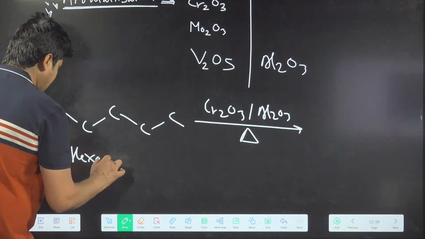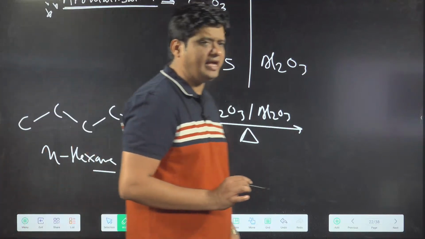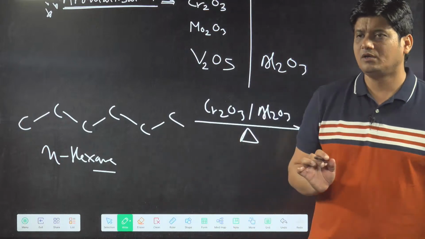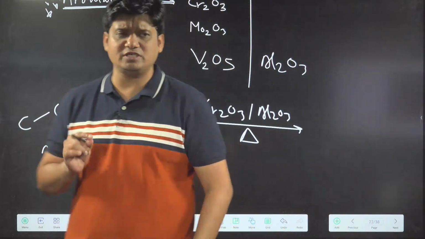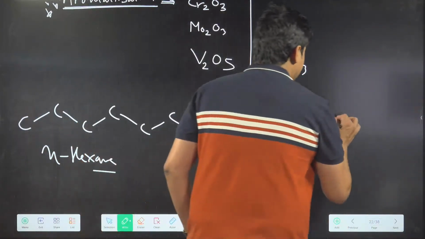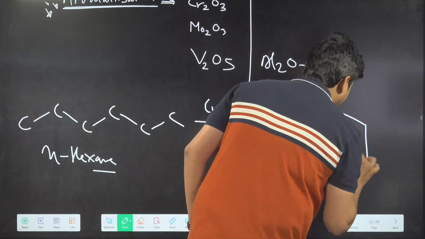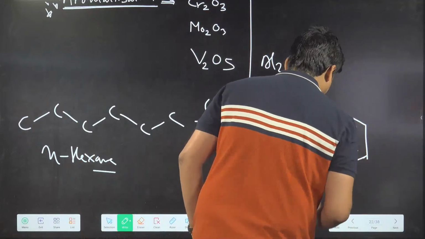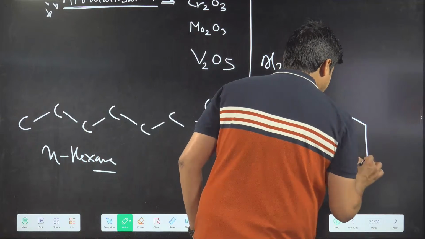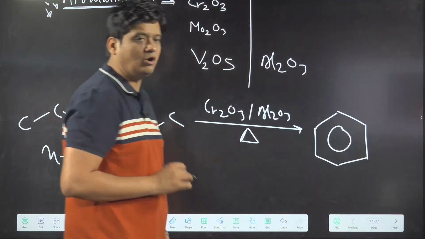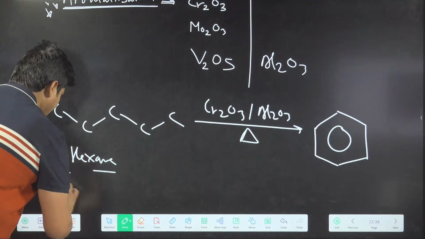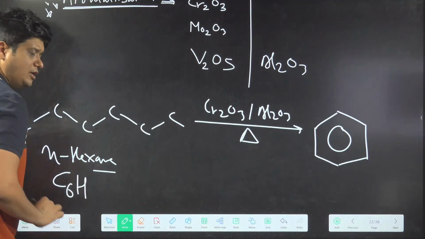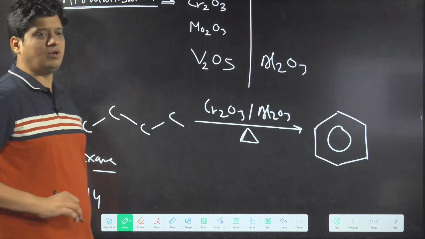Now, which aromatic compound can you make by using 6 carbons? Everyone can say, sir, we can form benzene. You can form benzene. Is it okay or not? Now come to the formula. Normal hexane is C6H14. What is the formula of benzene?